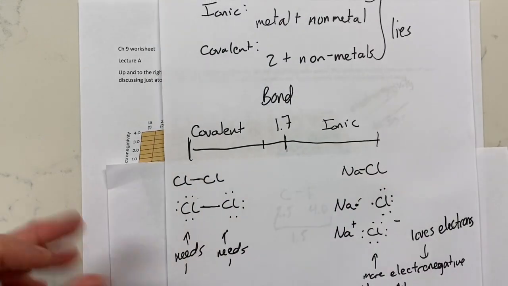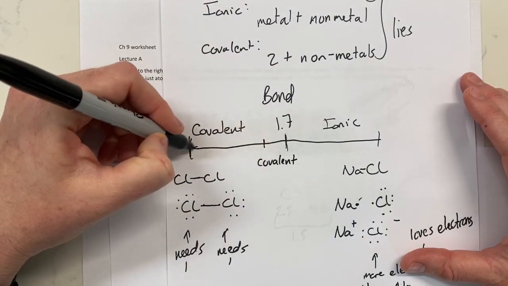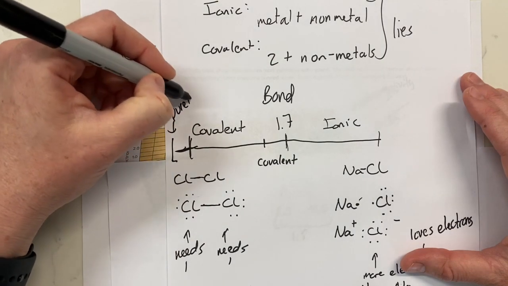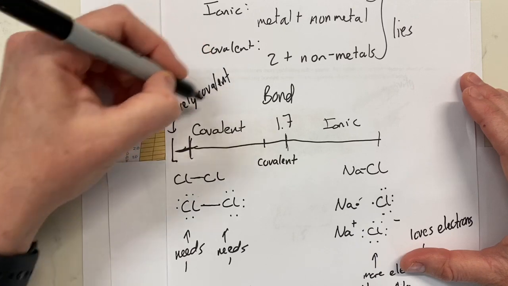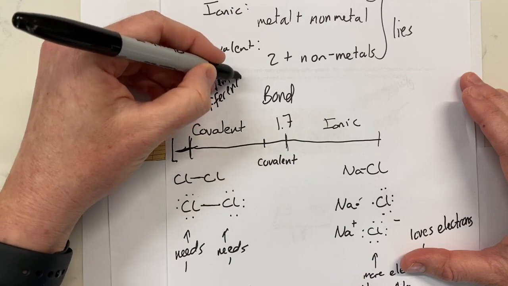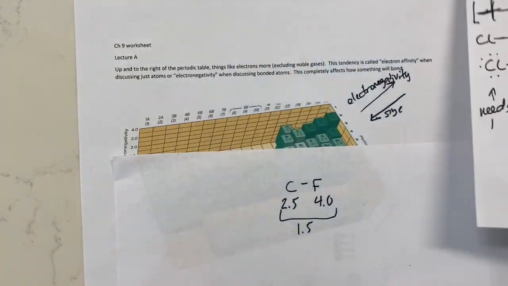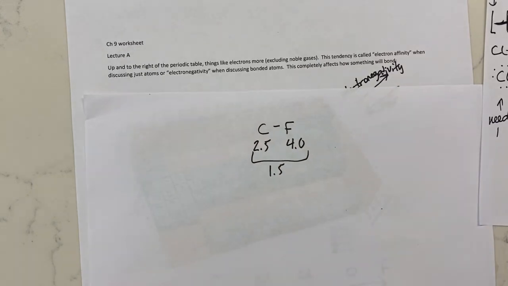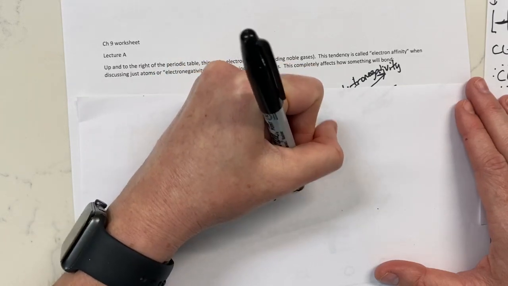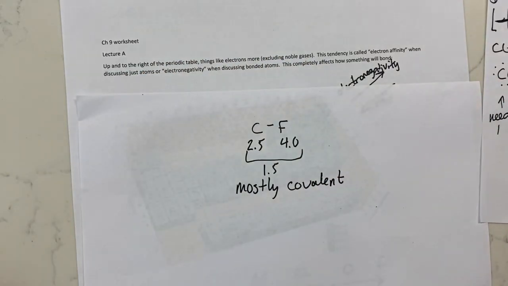Now there's one more part of the scale. Let's put it here. This is purely covalent. Purely covalent is when there's no difference in electronegativity. An example of that would be this chlorine. They're both the same thing, but we'll do that here in a second just to make sure I drive that point home better. Okay, so carbon-fluorine bond is mostly covalent. It's not just strictly covalent, it's mostly covalent. Anything less than 1.7 is going to be mostly covalent, unless it's 0, then it's purely covalent.